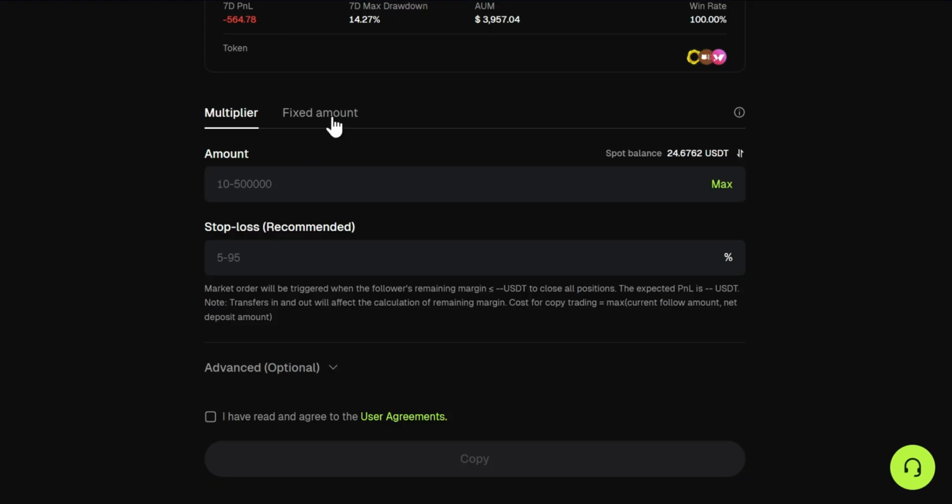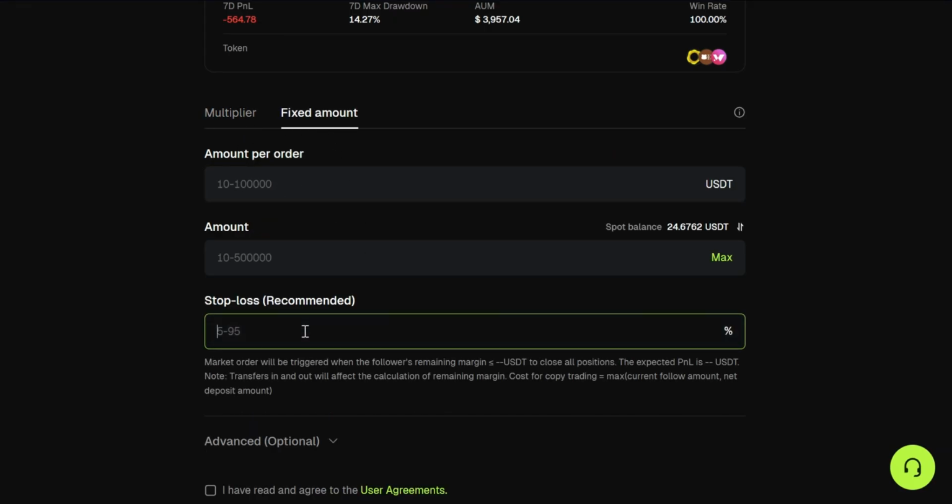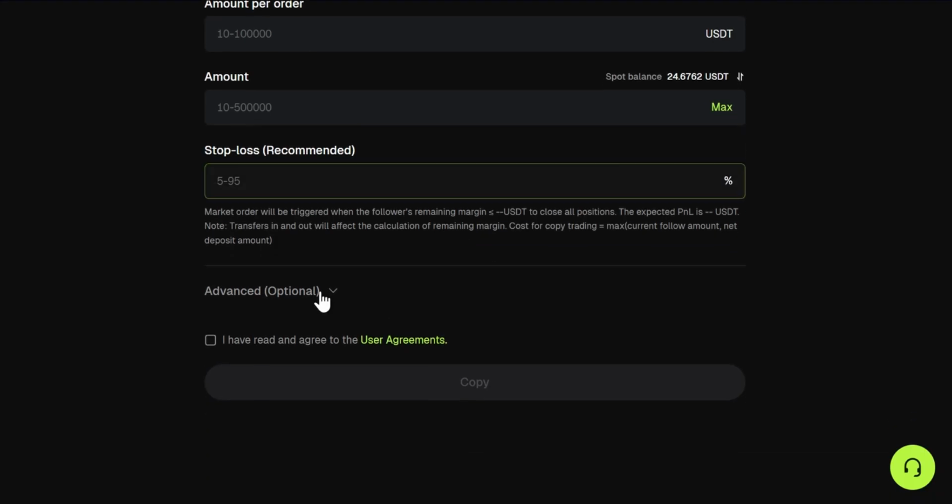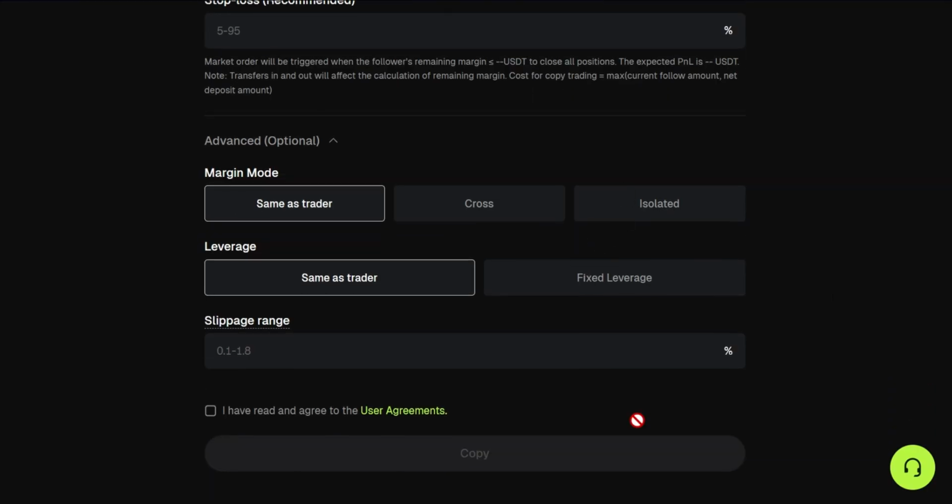Next is account stop loss. Enter the amount here. When account equity reaches this percentage level, your copy trading relationship will be terminated. All of your orders will be closed at market price and the remaining assets will be transferred to your spot account. Due to market volatility, the actual account equity at the time of copy trade termination may differ from your set value. When you click on Advance in any of the two modes, you can have more customization.